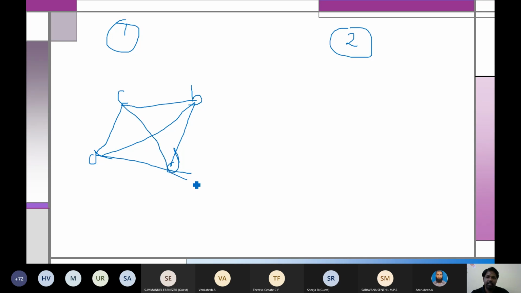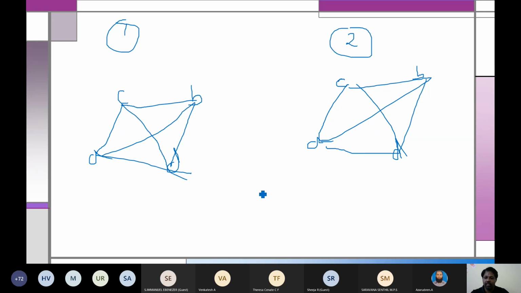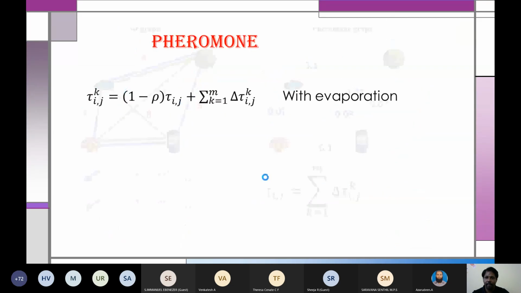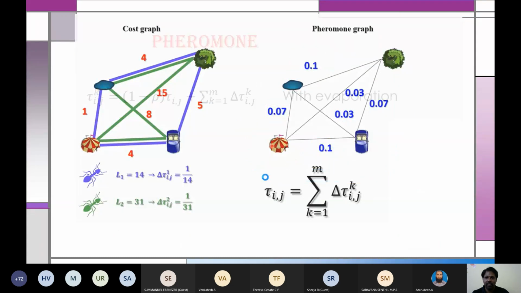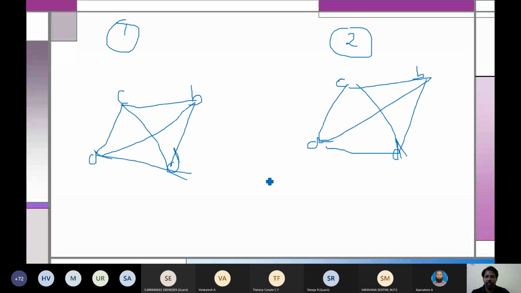This is the path I have, and in the second iteration also A, B, C, and D. I have these many paths. So the second iteration we have seen, right? Just for example, I am putting 0.1, 0.1, 0.03, 0.03, 0.07, 0.07. Okay.